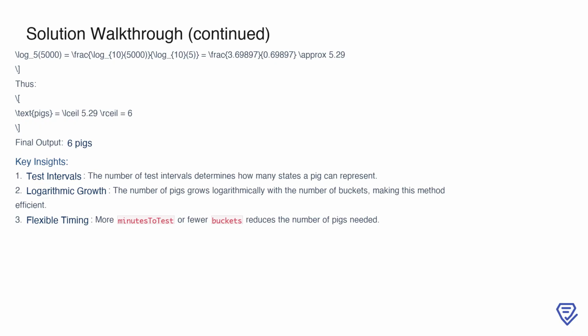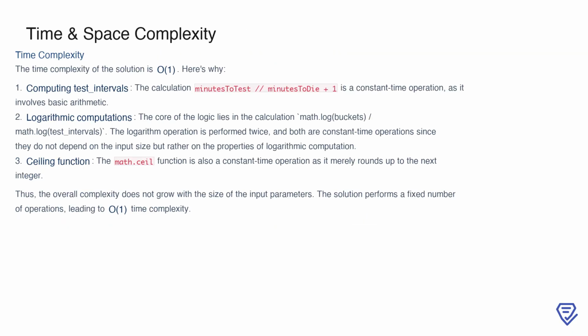From these examples, we can extract some key insights. The number of test intervals determines how many states each pig can represent. The logarithmic relationship between the number of pigs and the number of buckets makes this approach highly efficient. Additionally, the more time available for testing, or the fewer buckets we have, the fewer pigs we need. These principles allow us to scale the solution effectively for different scenarios. The time complexity of this solution is constant, or O(1).